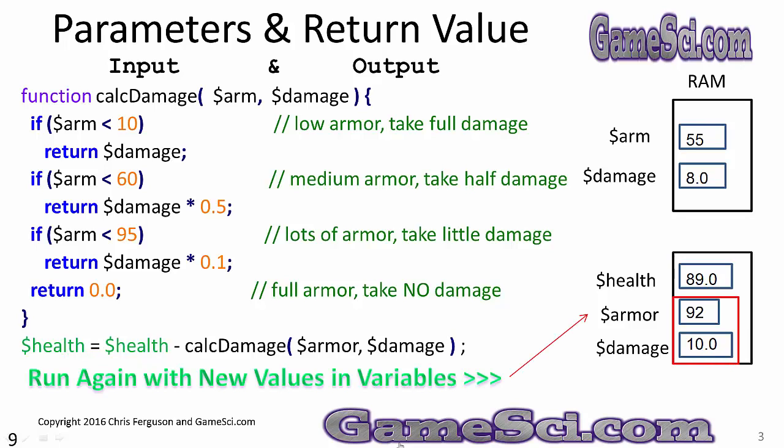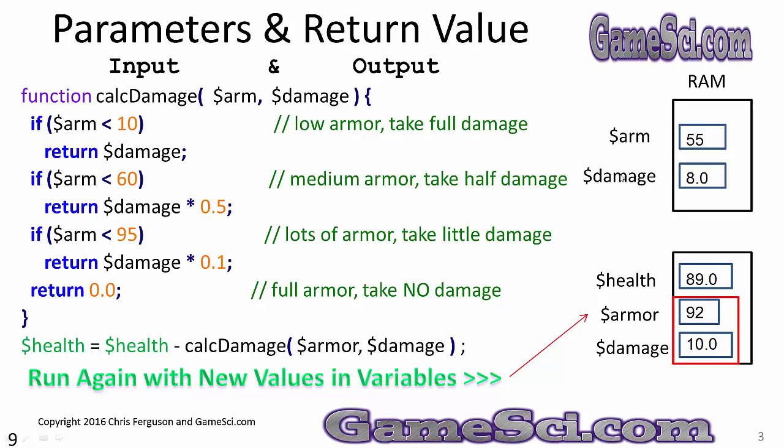Let's see that. Let's run it again with new values in the variables. This time our health is still 89. We'll keep that in there just so you can see how, as the game progresses, our health damage for various shots will vary depending on the amount of armor. But on this next shot, we've acquired more armor. We have a much higher score in our armor, 92. We shouldn't take a whole lot of damage. We have almost full armor.